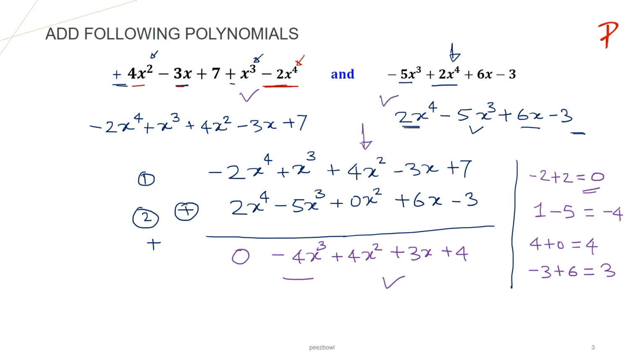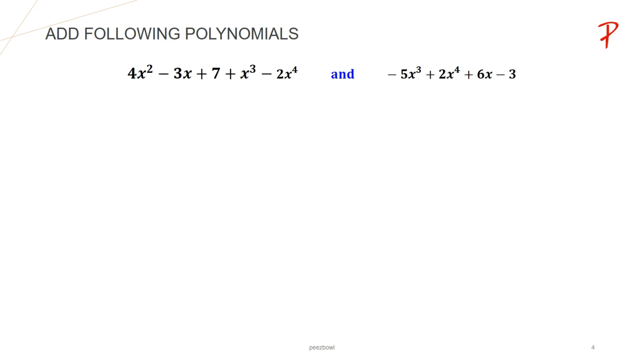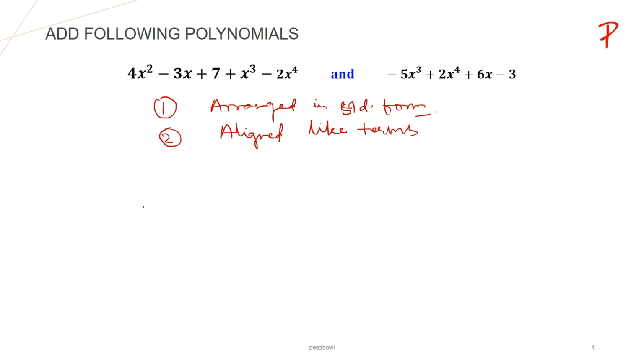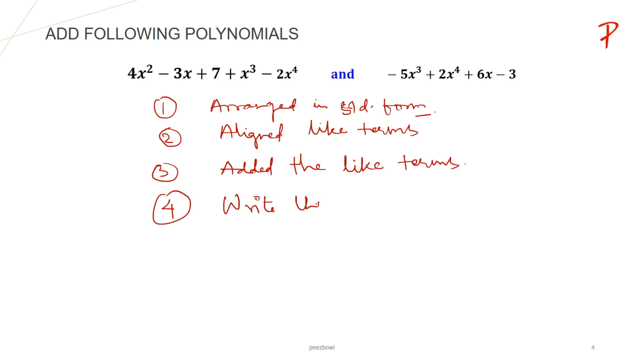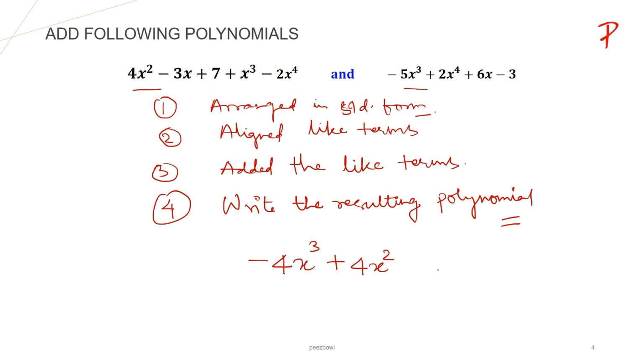Okay, let us see what we have done. To add these polynomials, first we arranged the polynomials in standard form, right? After that, we aligned like terms, right? And after that, we added the like terms. And after that, we wrote the resulting polynomial. Okay, so when we added this polynomial and this polynomial, what we get is minus 4x cube plus 4x square plus 3x plus 4. So this is the answer.